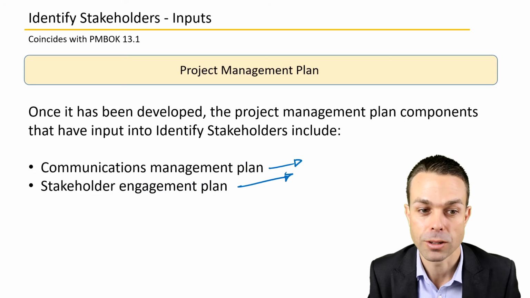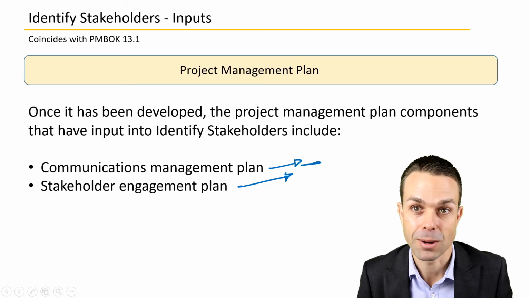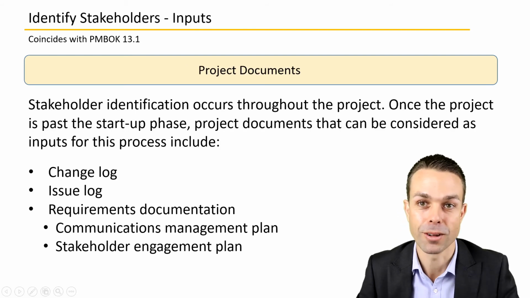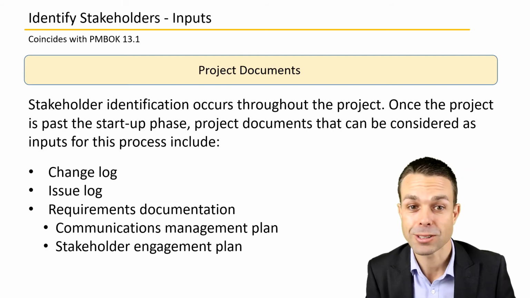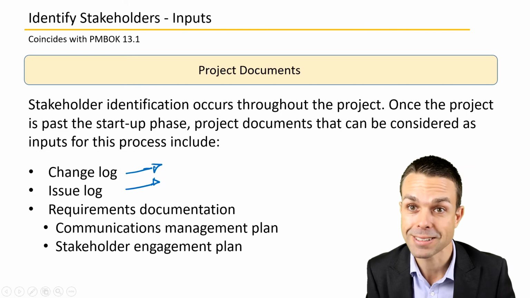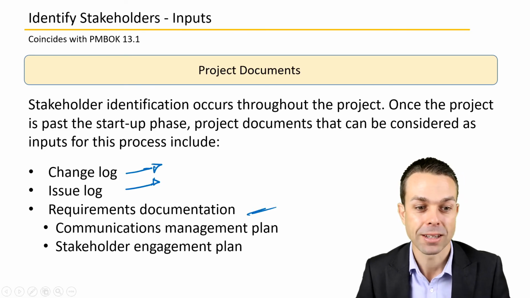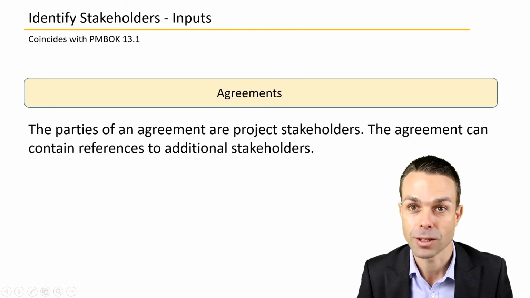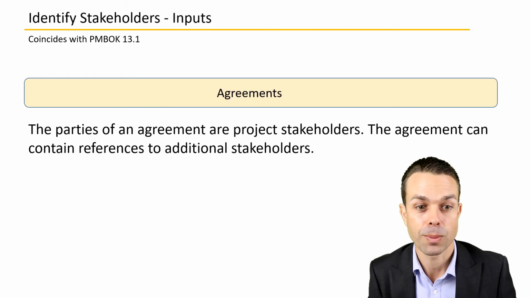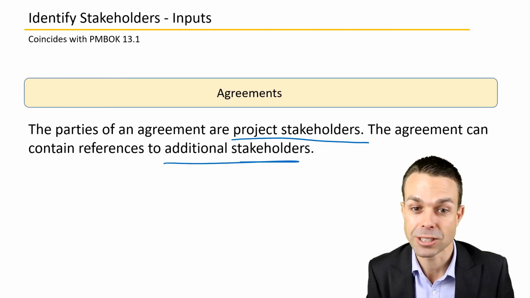Communications management plan and stakeholder management plan within our project management plan. These things will be an input. So who are we communicating to and who are the stakeholders that we've identified? This will be an input as we're continually updating it along the schedule of our project. Project documents will see any change logs, issue logs that are raised by stakeholders. Maybe we need to add them now. And requirements documentation, same with our communication or stakeholder communication information there. Agreements that we've made, so the parties of an agreement are project stakeholders. An agreement can contain reference to additional stakeholders as well.